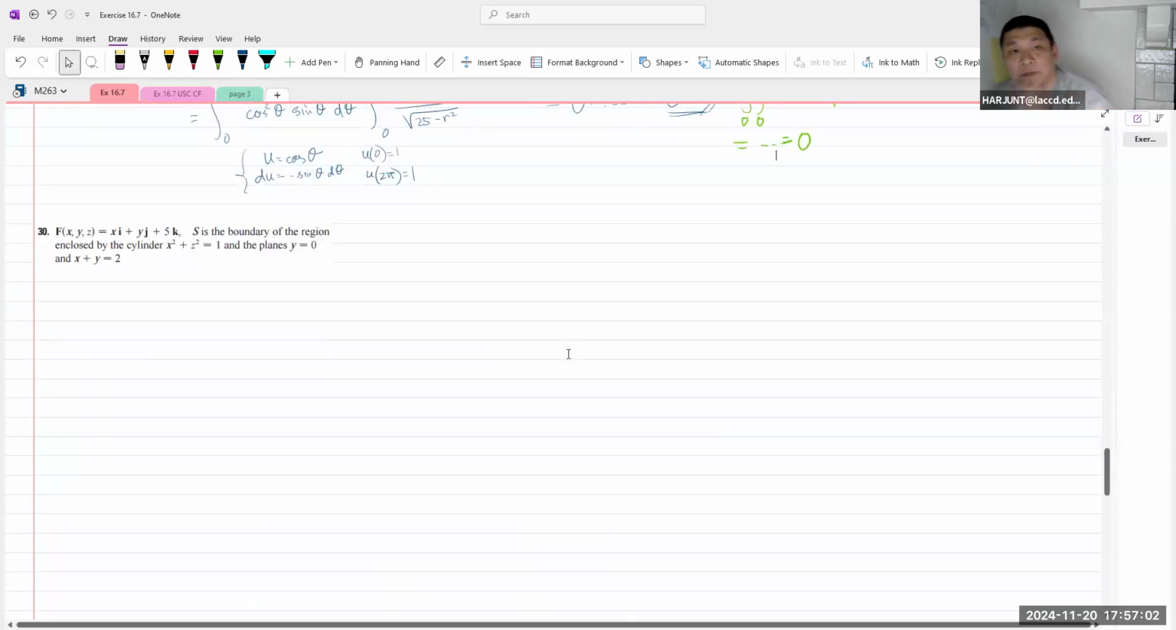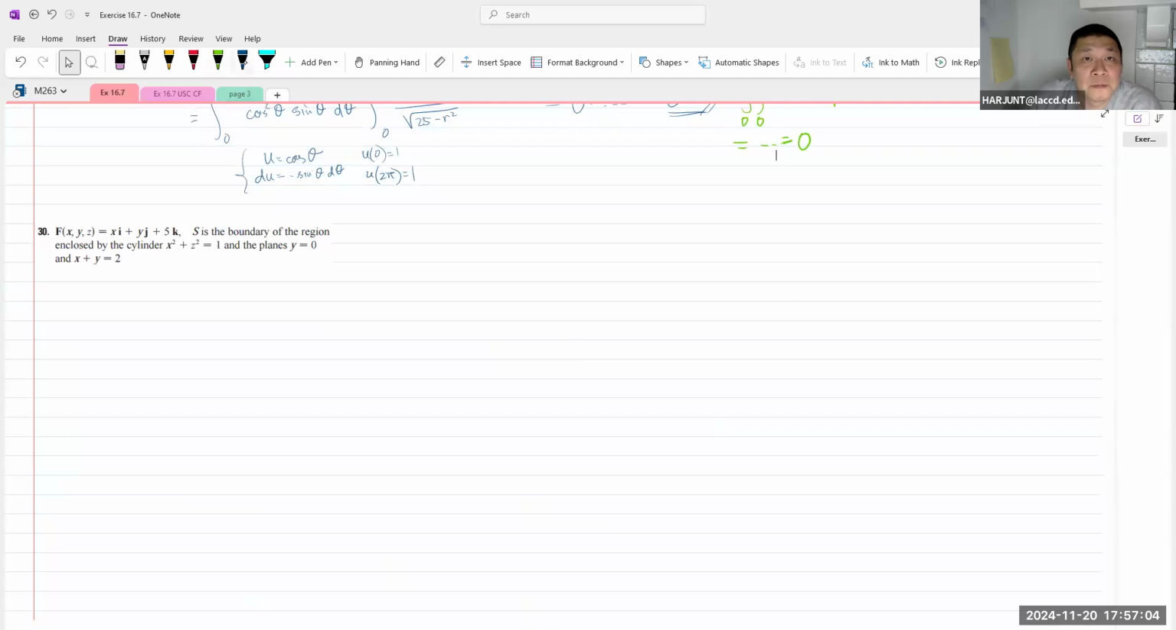Number 30, the vector field F is x, y, 5, and S is the boundary of the region enclosed by the cylinder x plus z squared equals 1, so it is parallel to the y-axis, and the planes y equals 0 and x plus y equals 2. Oh, okay. So later on it becomes like this.